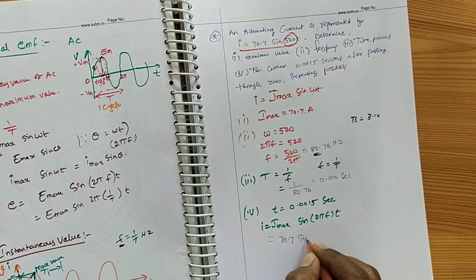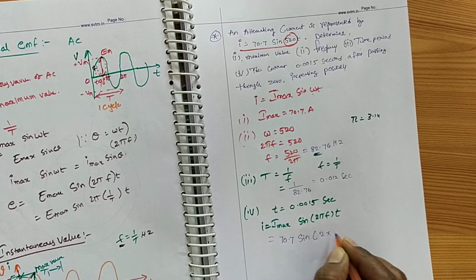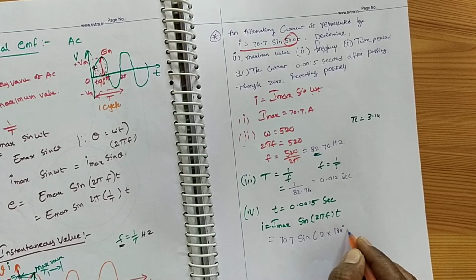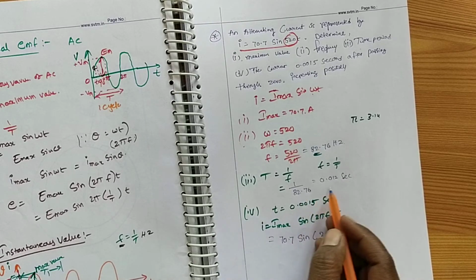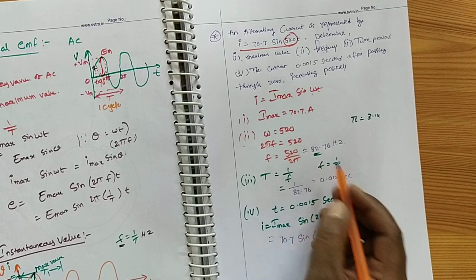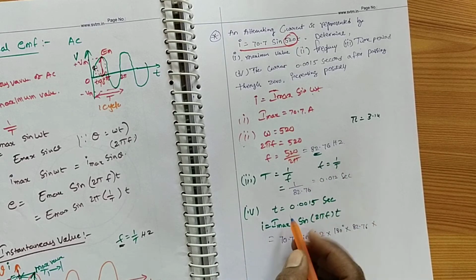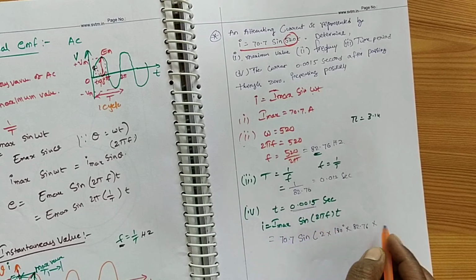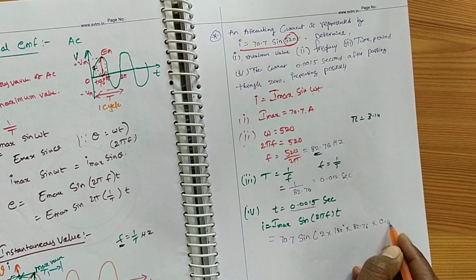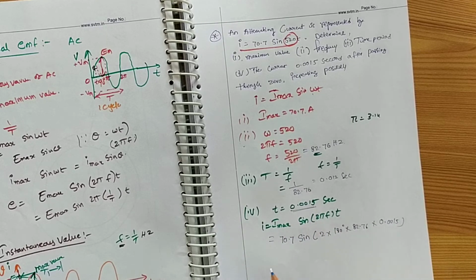Sine of 2 into pi value, here we have to consider 180 degrees, into f, the frequency already calculated, 82.76, into time. They have given the time t, and we have to calculate the current. The time is 0.0015. If we substitute like this, we will know the current at that time period.